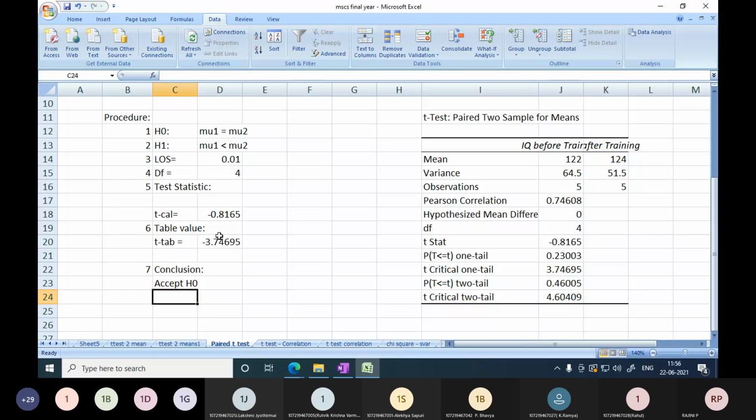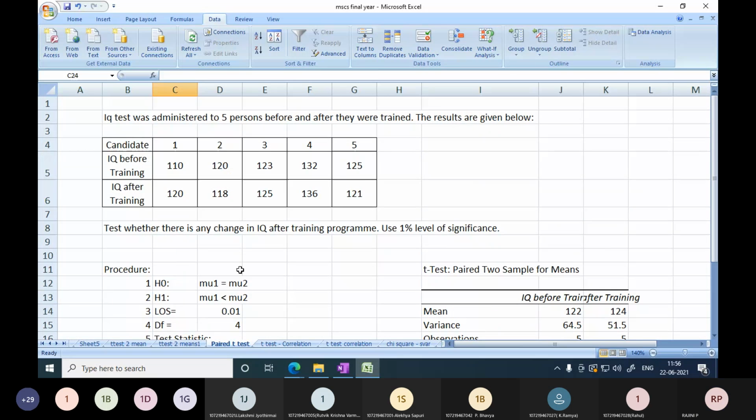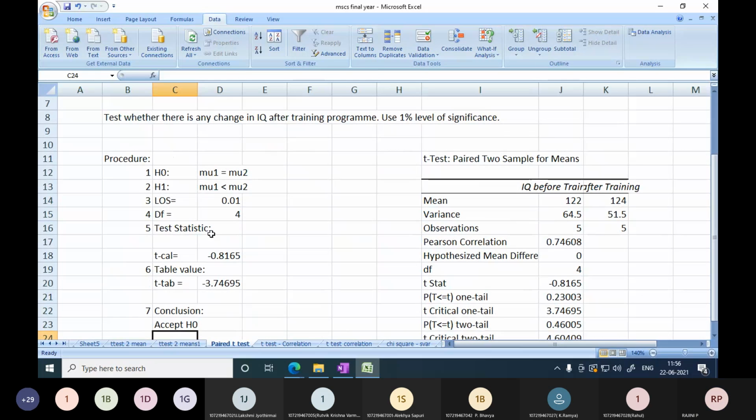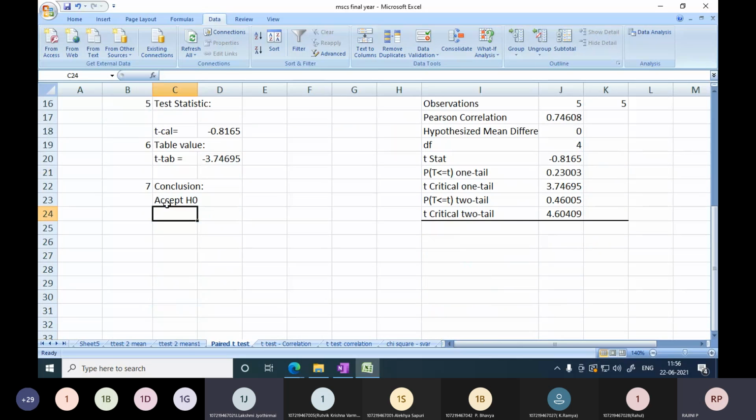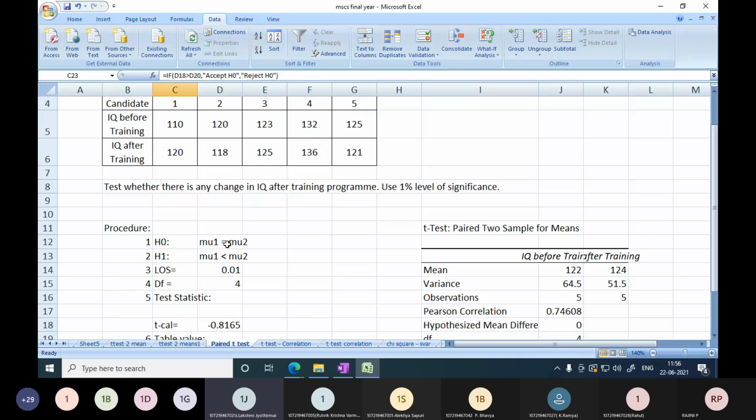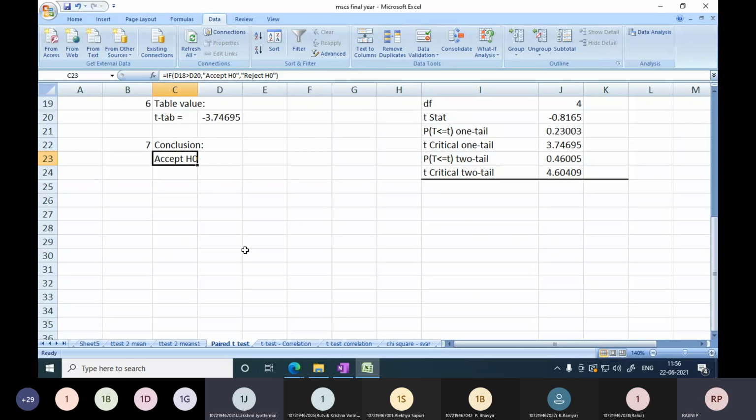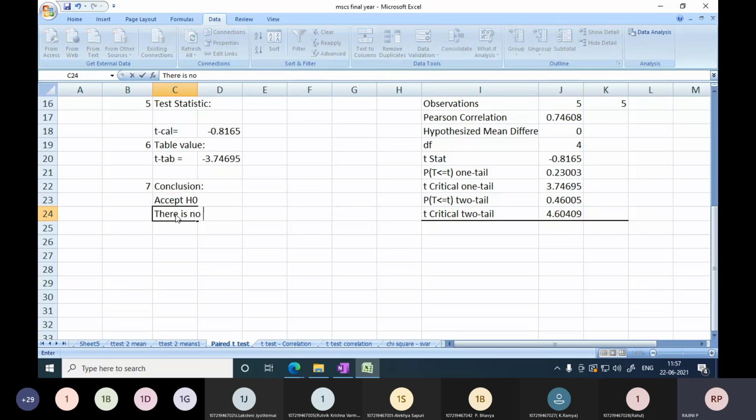Did you understand, everybody? So the conclusion is this. Now what statement will be given? Accept H naught means what is the statement? Accept H naught means there is no change. What is the statement you need to write? There is no change in IQ level after the training. Did you understand what the statement is? Is it clear? Any doubt in this?